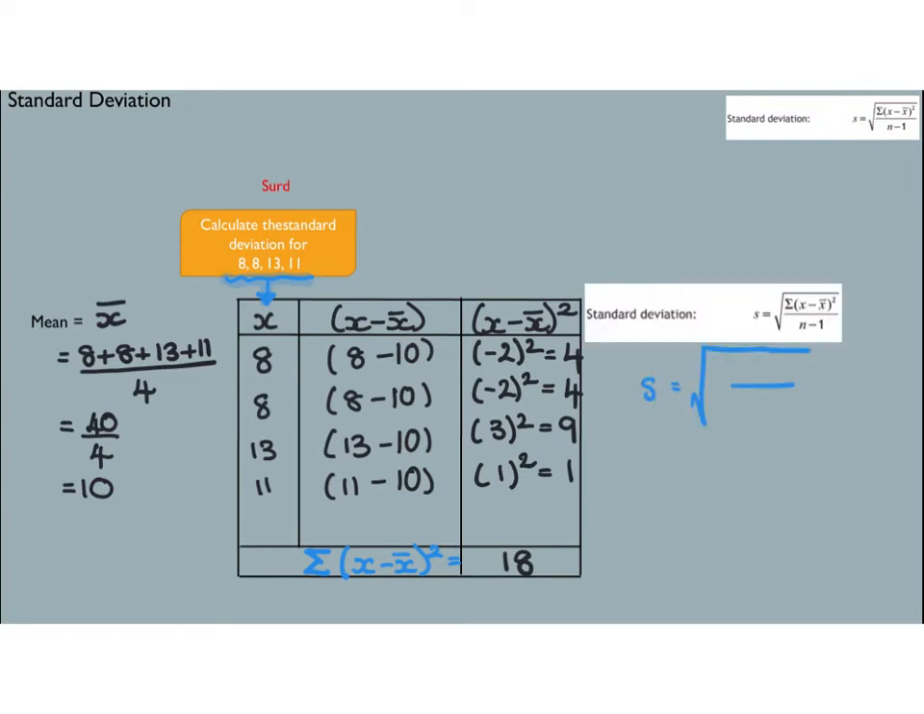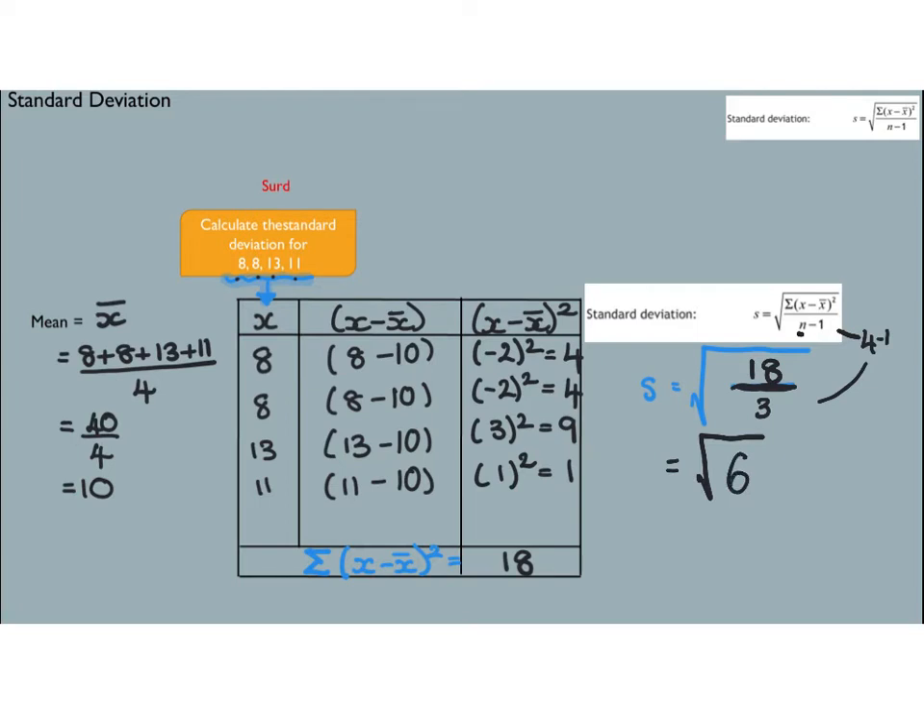Okay, so I've started to get down my standard deviation formula there. Notice that the square root sign goes right the way across the top and the bottom of the fraction there. Okay, so we've just worked out the top part of the fraction to be 18. And again, n is how many numbers there were. So in our list, 1, 2, 3, 4 numbers in our list. 4 take away 1 leaves us with 3. Okay, within that fraction I can see that, remember this line means divide, 18 divided by 3 makes 6.